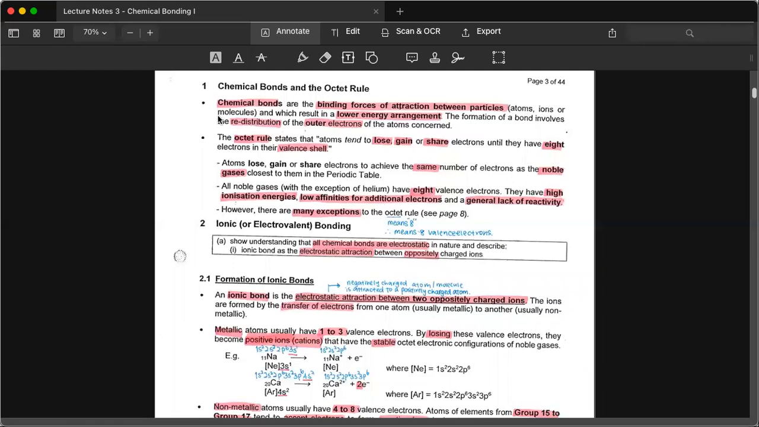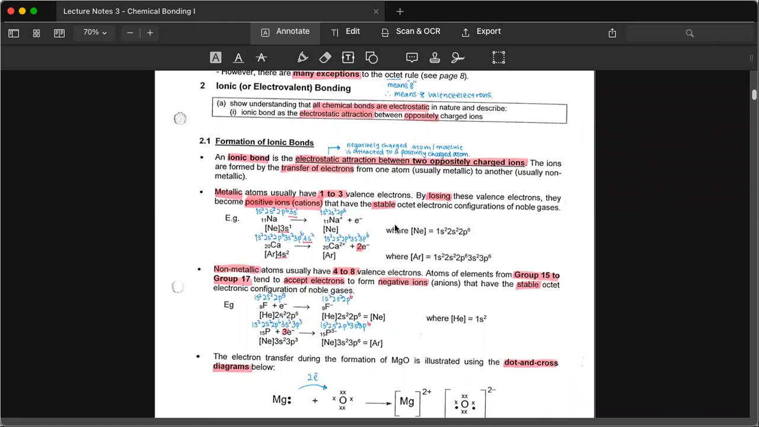They do so to achieve the same number of electrons as the noble gas closest to them in the periodic table. All noble gases except helium have 8 valence electrons. Noble gases have high ionization energies, low affinities for additional electrons, and in general are unreactive. However, there are exceptions to the octet rule, meaning it is possible for a molecule to have atoms with more than 8 electrons, or fewer, or having an odd number of electrons. We shall look at them individually.